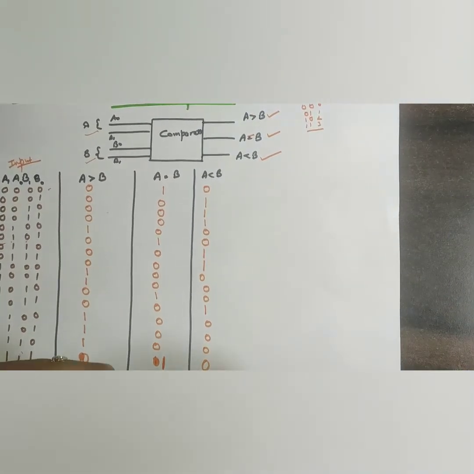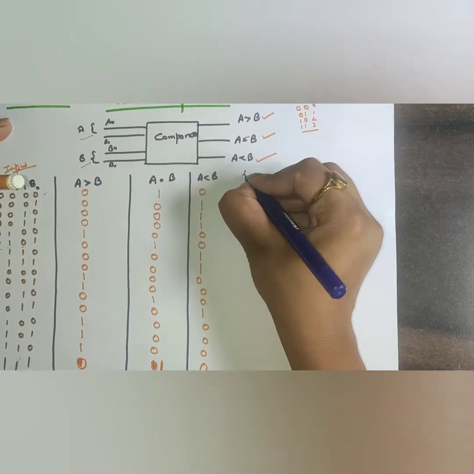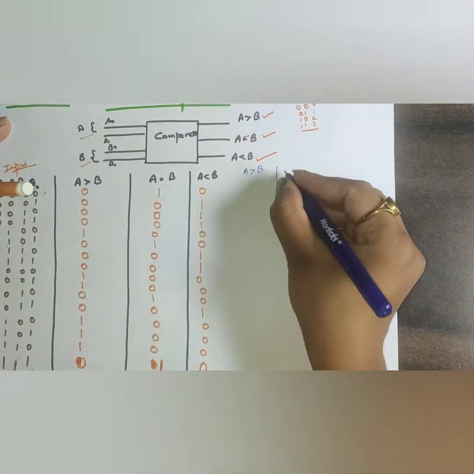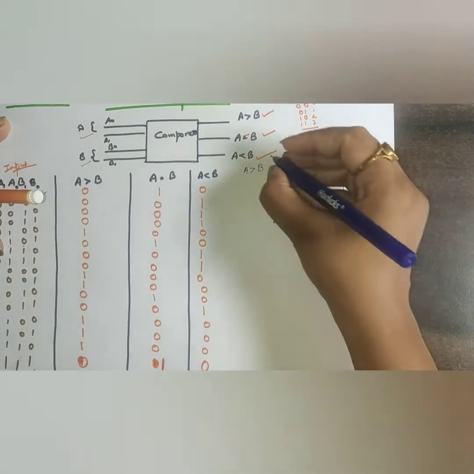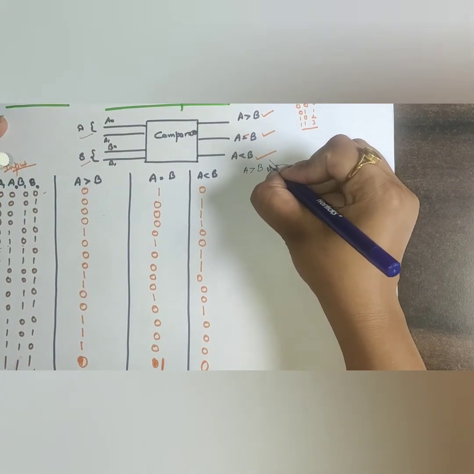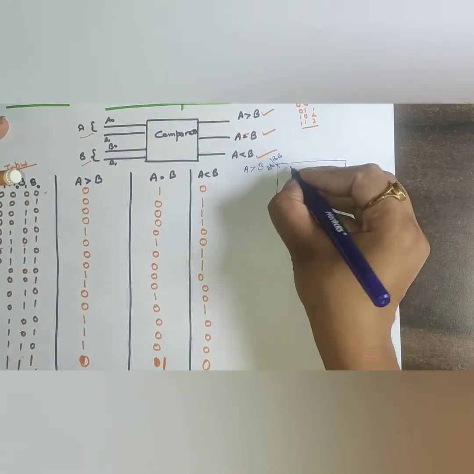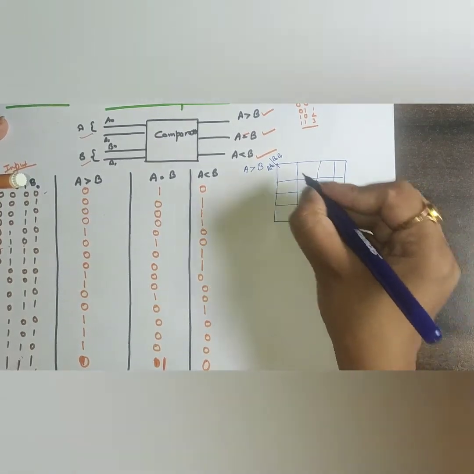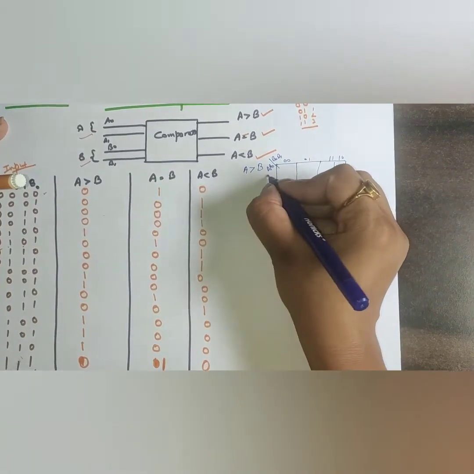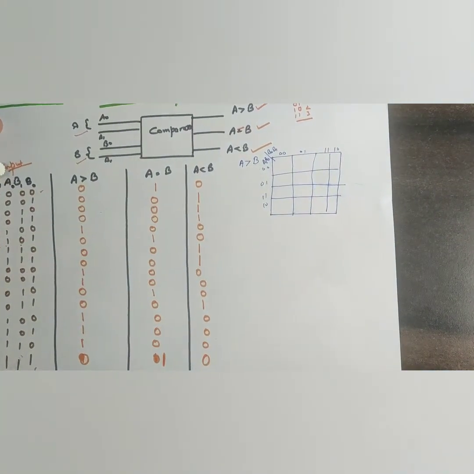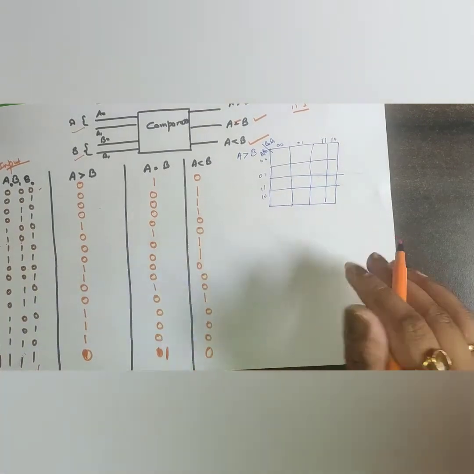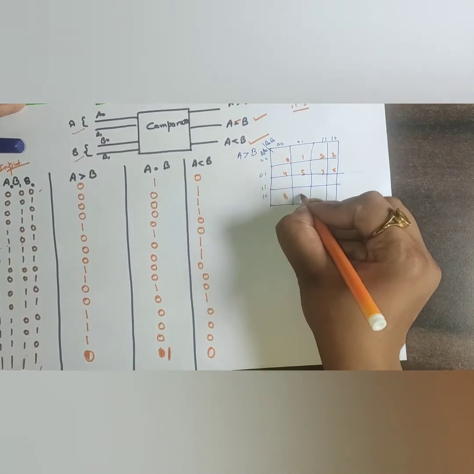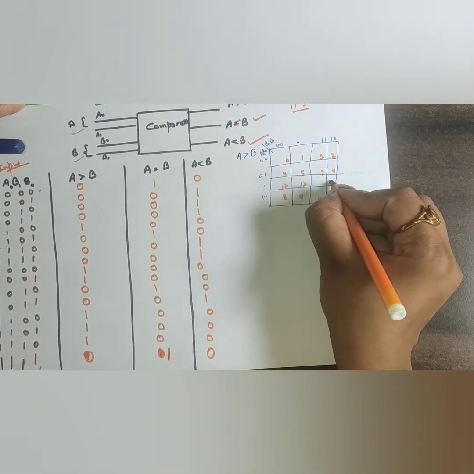Now we will make a K-map for all the conditions. First we will make the K-map for the condition A is less than B. The K-map has A1, A0, B0 and B1, with the labels 0 0, 0 1, 1 1, 1 0 along both sides. The first condition is A is less than B, and the cells are numbered 0 1 2 3 4 5 6 7 8 9 10 11 12 13 14 and 15. You know how to write this.